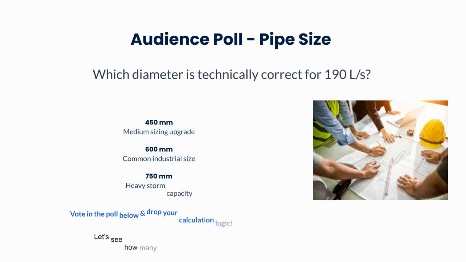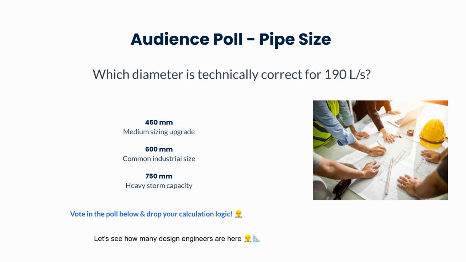Now, considering the required 190 liters per second, which diameter, 450, 600, or 750 millimeters, do you think is technically correct?